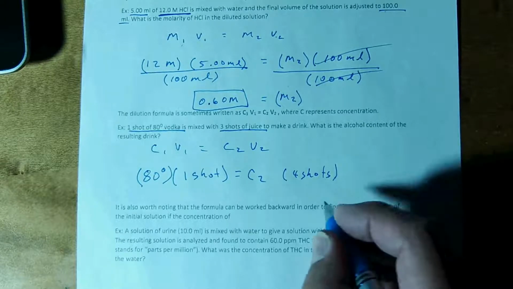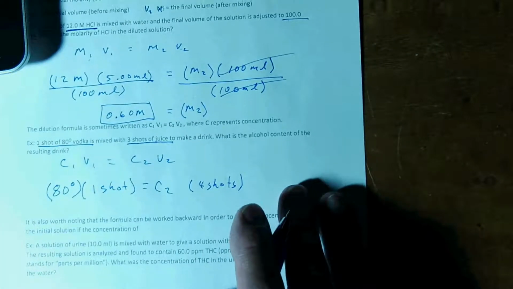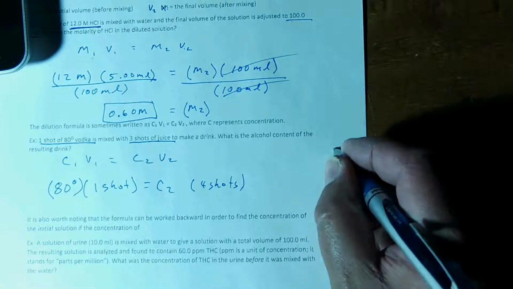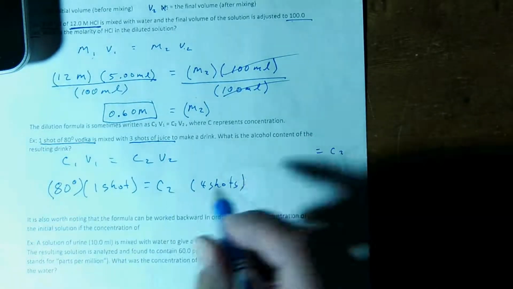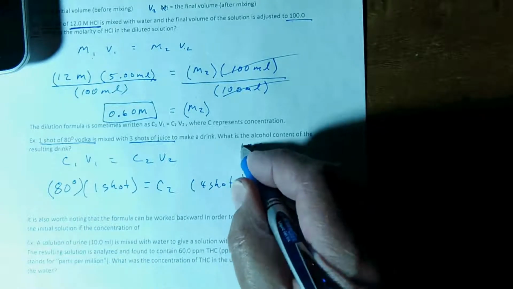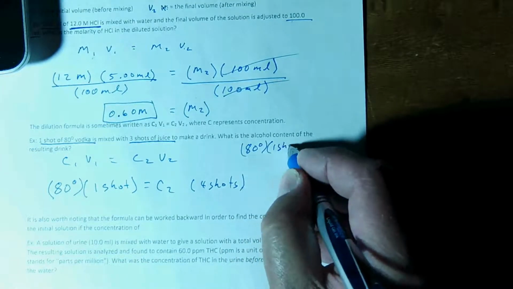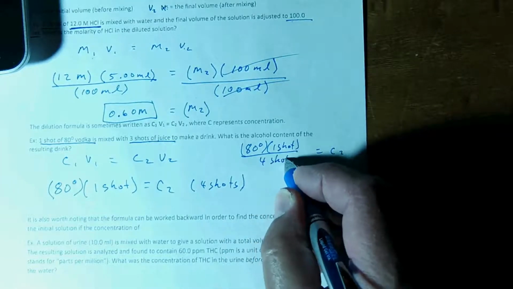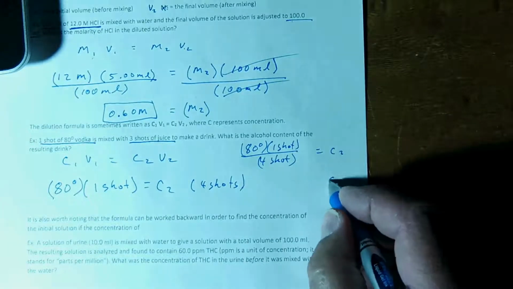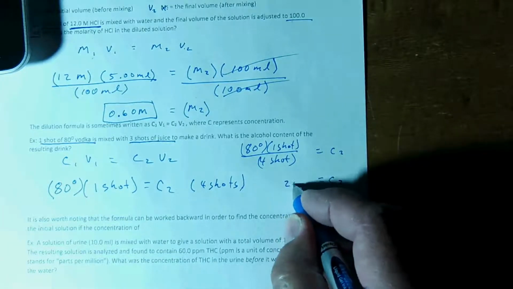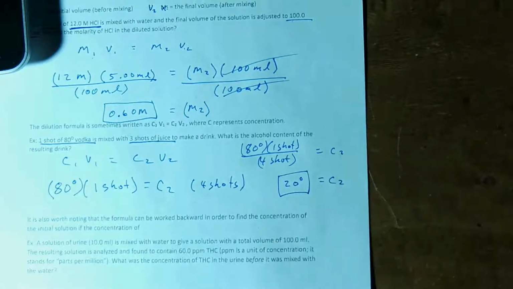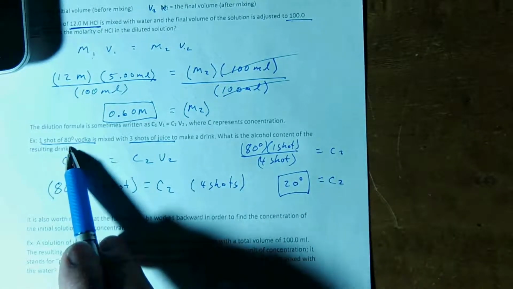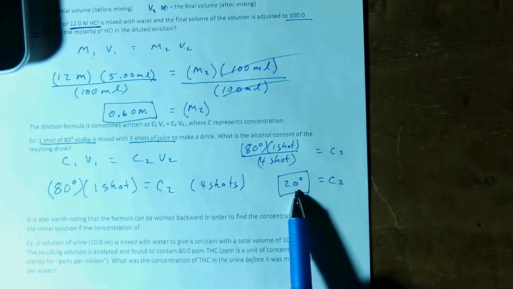So if you solve this, I'll do it over here. The final concentration, C2, is going to be the 80 proof, the 1 shot, divided by the 4 shots. C2 is going to be 20 proof. So we started with 80 proof vodka. We mixed up a big old cocktail, a mixed drink that is 20 proof.